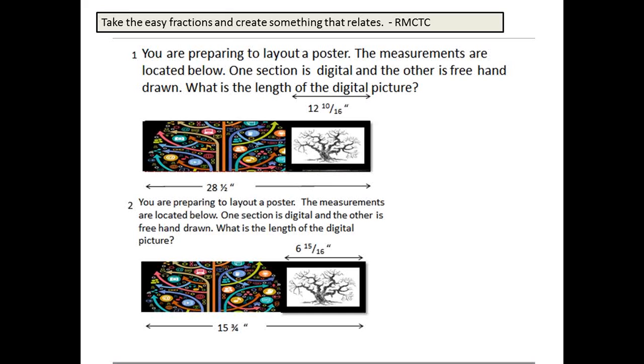What's the length of the digital picture? It doesn't say subtract the big fraction from the little fraction to get the answer. It's not giving them everything they need to know. It's also looking at posters, and at digital media versus a drawn picture, which is the tree. So you also have the ability to talk about what's digital versus what's a freehand drawn picture, and we do talk about that.